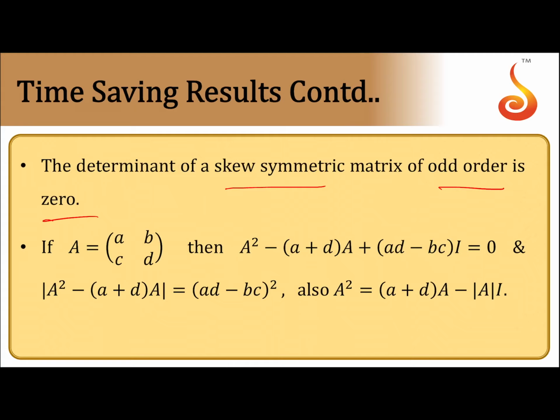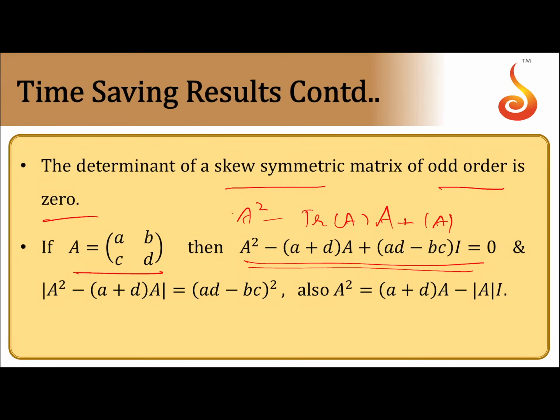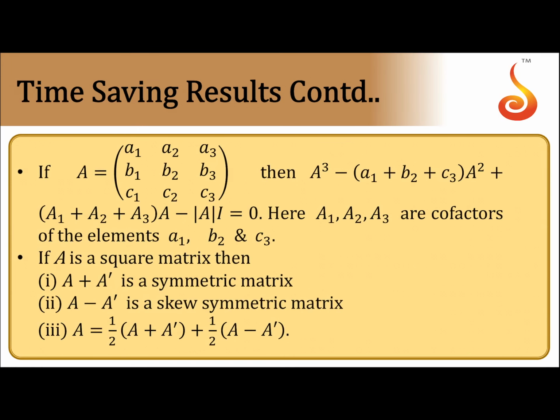And there is one concept called a polynomial equation in matrices. When a 2 by 2 matrix A is given to you, it satisfies the condition that A square minus trace of A multiplied by A plus determinant of A multiplied by the unit matrix is equal to 0. Of course, that can be expressed in a different fashion. The same thing you can also apply for 3 by 3, but be careful about this one.